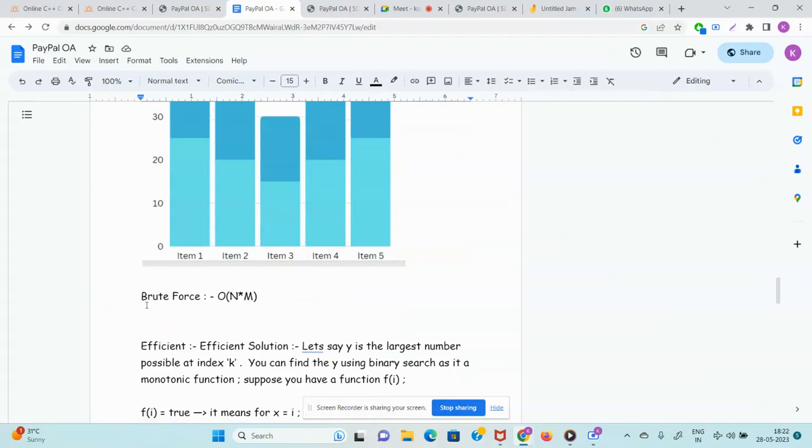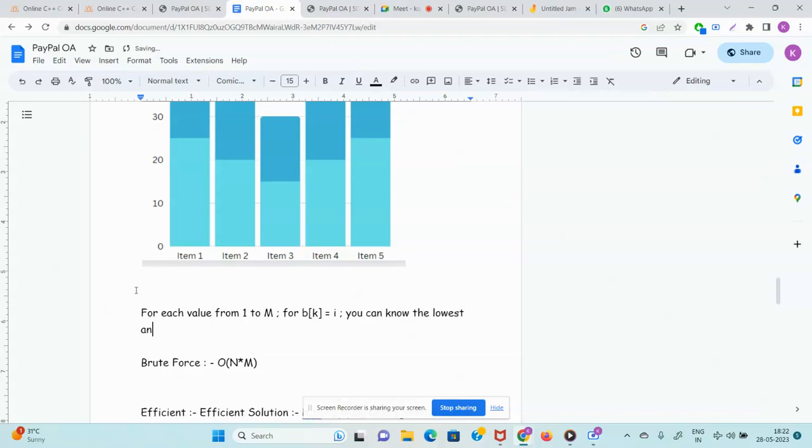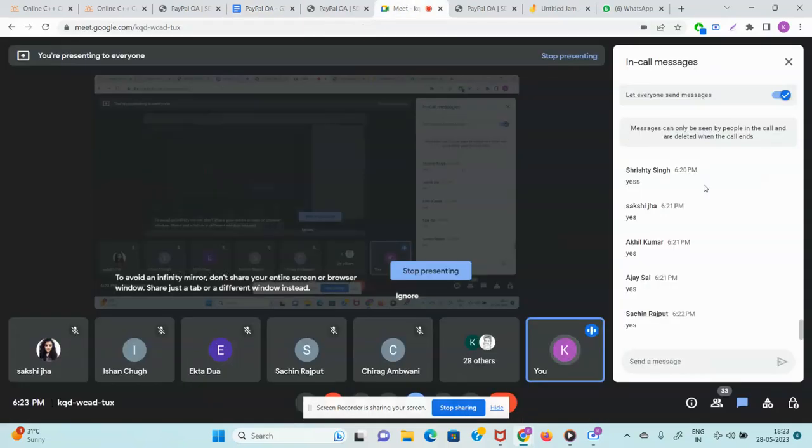So what I'm trying to say is, for each value from 1 to m, for b of k equal to i, you can know the lowest and maximum sum possible. Guys, I hope you found this observation interesting. Everyone write in the chat yes if you understood this observation. It's very important that everyone knows the maximum and minimum sum possible.